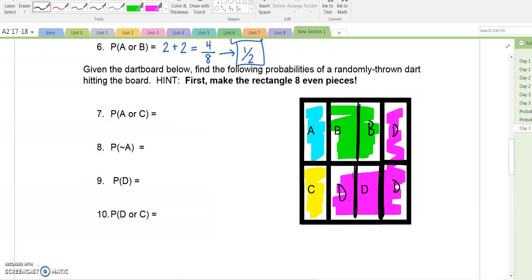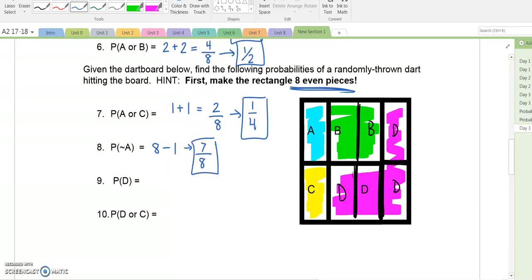Alright, now when it says the probability of A or C, I can count up the pieces again. There's a total of 8. So A or C, that would be 1 plus 1, which is 2. So it would be 2 out of 8. Okay, now that does reduce, so I'm going to reduce it to 1/4. Okay, the probability of not A, so again, I like to take my total, subtract how many there are that are A. So that'd be 1. That would give me 7, so 7 out of 8. Probability of D, there are 4 D, so 4 out of 8, which is 1/2. And the probability of D or C, again, or means add, so I'm going to take 4 and add it to 1. That would be 5, so 5 out of 8.